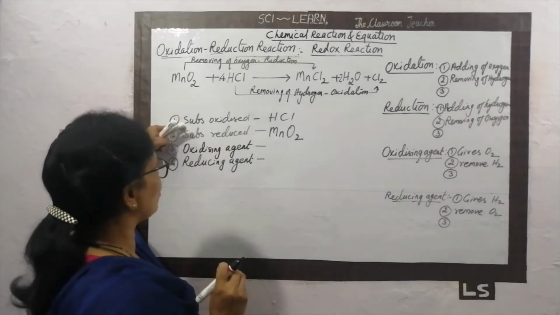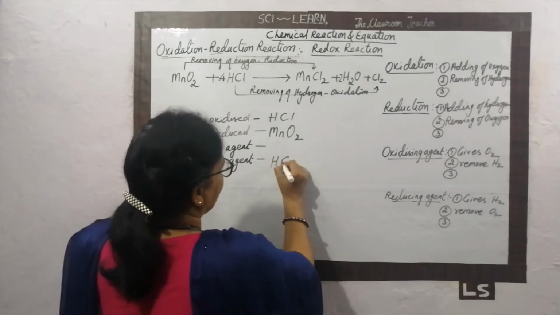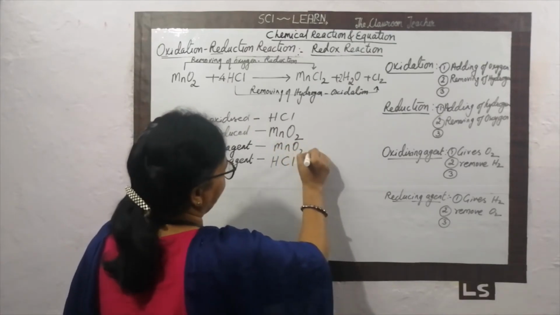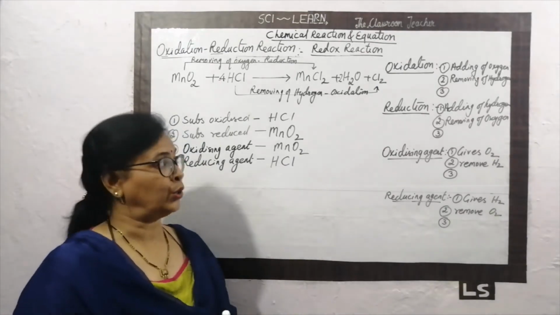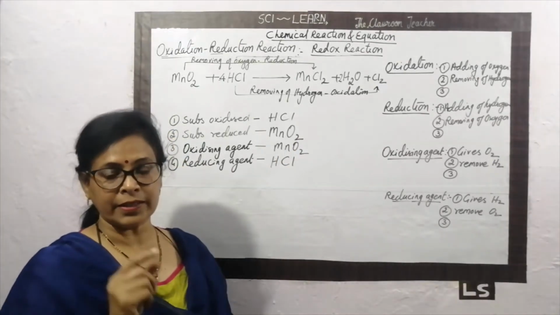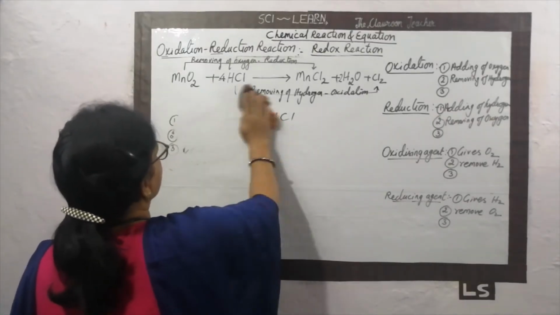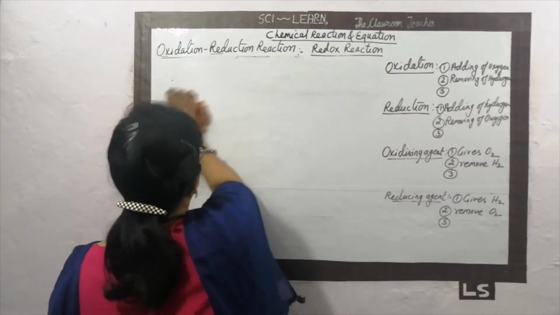The substance which is oxidized, that is actually the reducing agent. And the substance which is reduced, that is actually the oxidizing agent. But you have to check by definition also. As I told you, I must vacate one place in each. That is the third condition. So let's move towards the third condition.